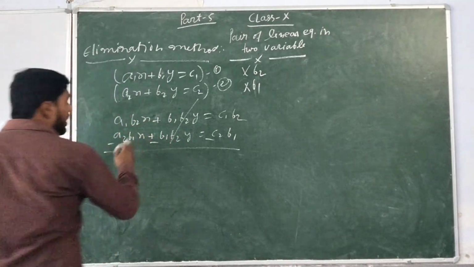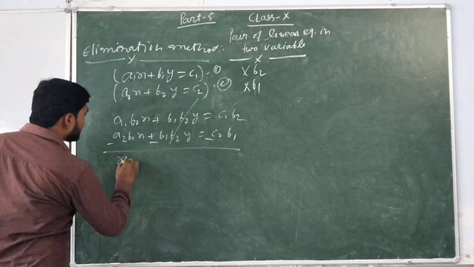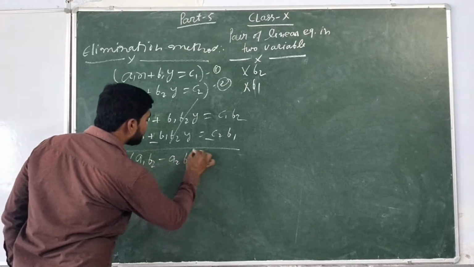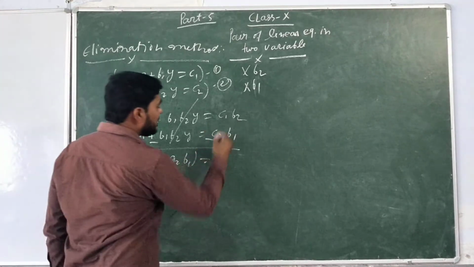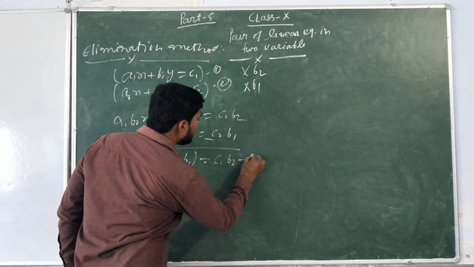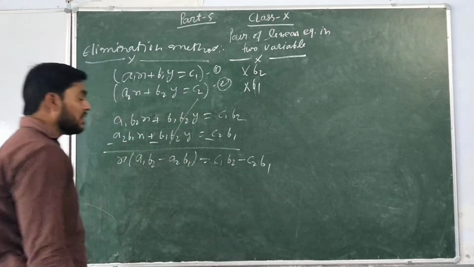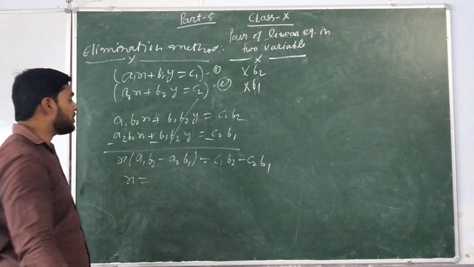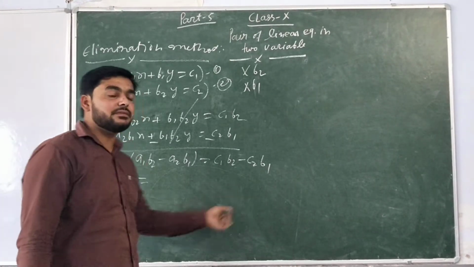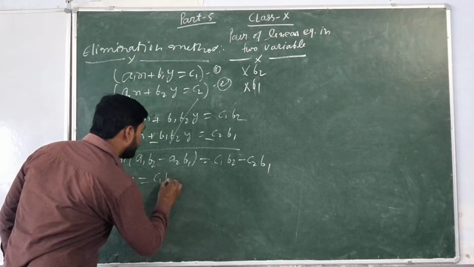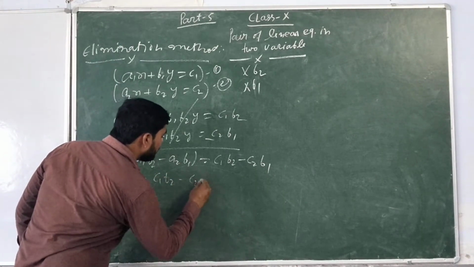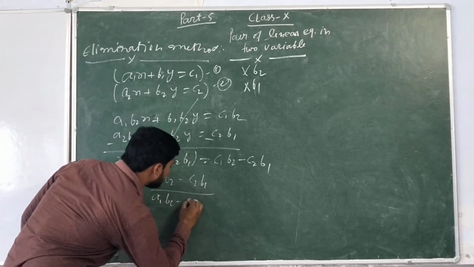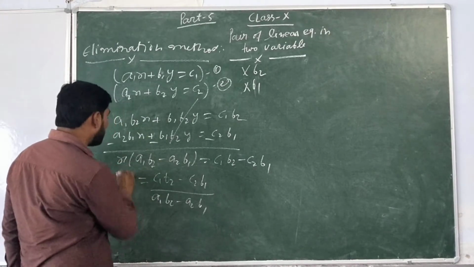Now from here you have the common x, then you will get (a1 b2 minus a2 b1) x equal to c1 b2 minus c2 b1. Now from here you will get the value of x. The multiple of x is a1 b2 minus a2 b1, which will be divided on the RHS, so x equals (c1 b2 minus c2 b1) whole upon (a1 b2 minus a2 b1). You get the value of x.